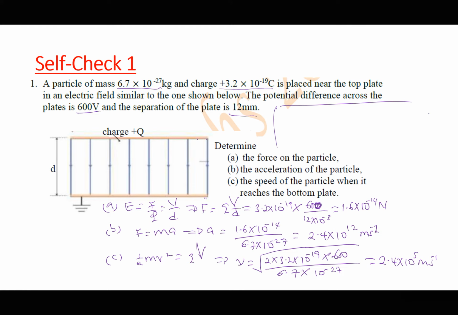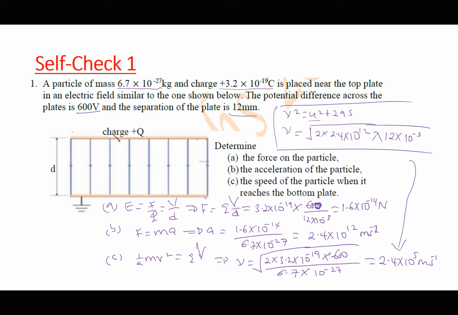Alternatively, you would have used the equations of motion. V squared is equal to U squared plus 2AS. It is released from rest, so U is 0. So V is going to be the square root of 2 times the acceleration which you have obtained here, 2.4 times 10 power 12, times the displacement, that is the separation of the plates, 12 times 10 power negative 3, and I guess it gives you the same value as before.